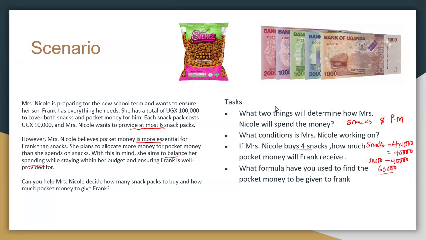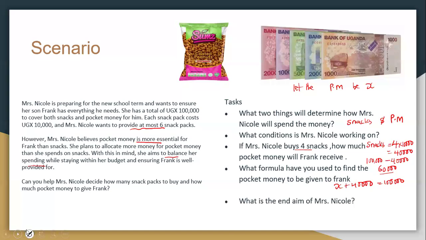Okay. People are still thinking. Okay, yes, Desire. I let the pocket money be X. Then I went back to the scenario and saw that one packet of snack is 10,000. Meaning, if I'm to get 4 snacks, that would be 40,000. So to get the amount of pocket money, I say X plus 40,000 gives us 100,000. Okay. Thank you. That is okay.